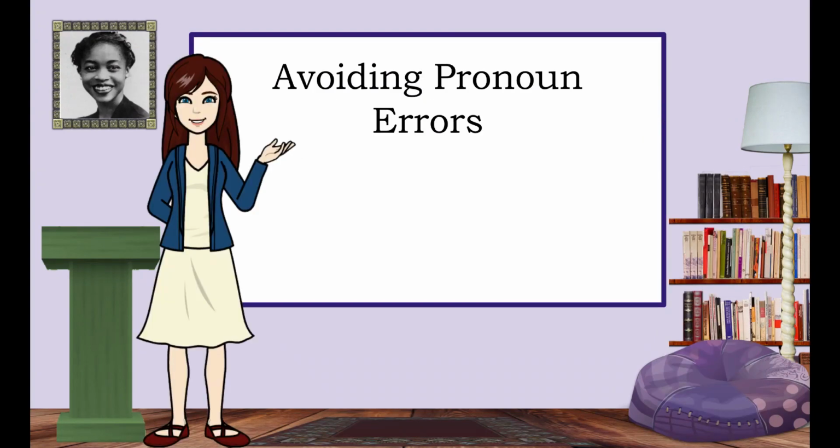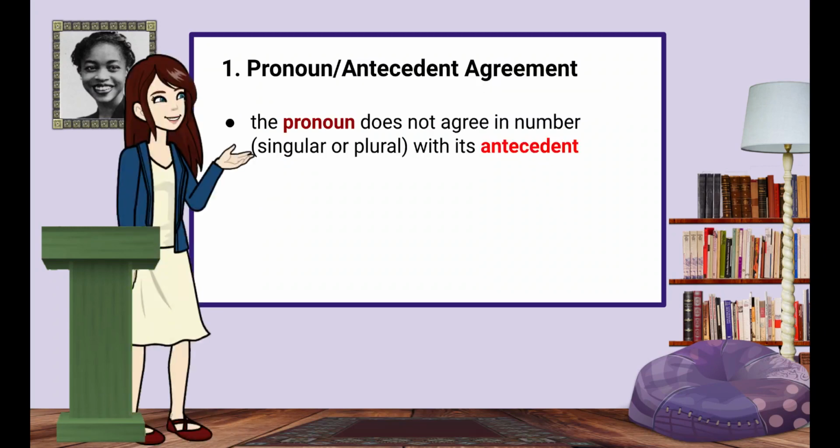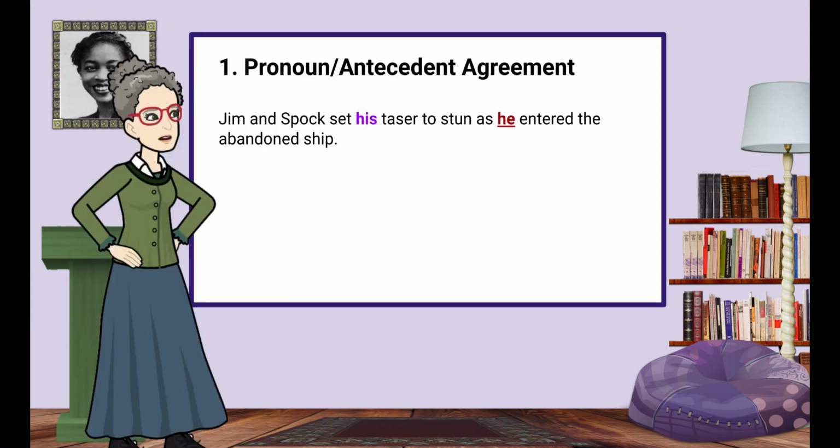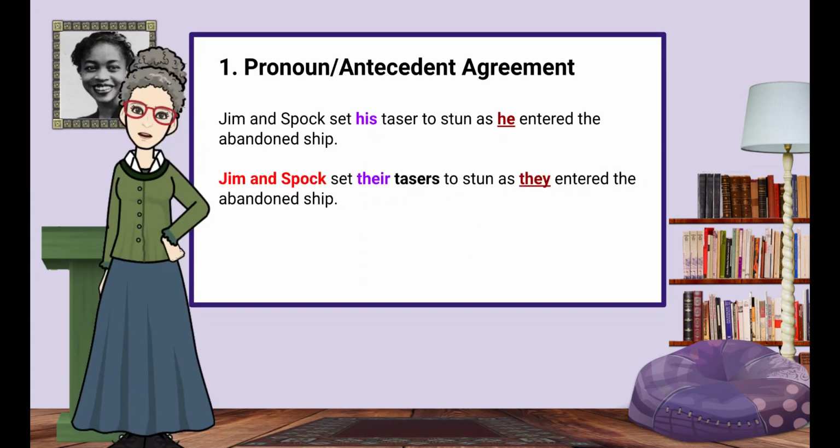Avoiding pronoun errors. With our pronoun usage rules in mind, let's look at specific pronoun errors so that we can learn how to avoid them. Agreement. The pronoun does not agree in number with its antecedent. Jim and Spock set his taser to stun as he entered the abandoned ship. In this sentence, your antecedent is plural, Jim and Spock. So your pronoun needs to also be in the plural form they. Additionally, you need to change the possessive adjective their and the noun tasers to indicate they each have their own.